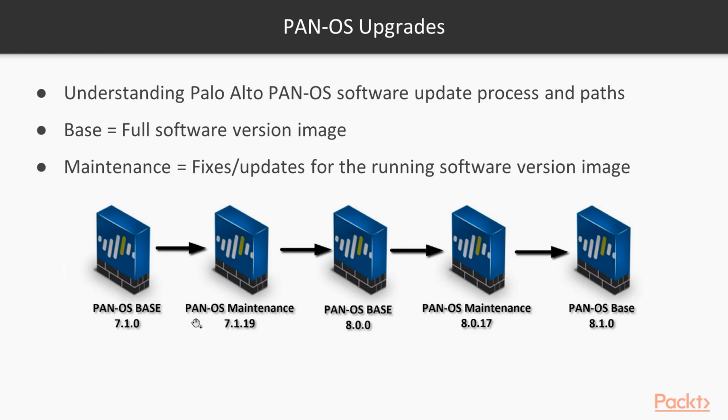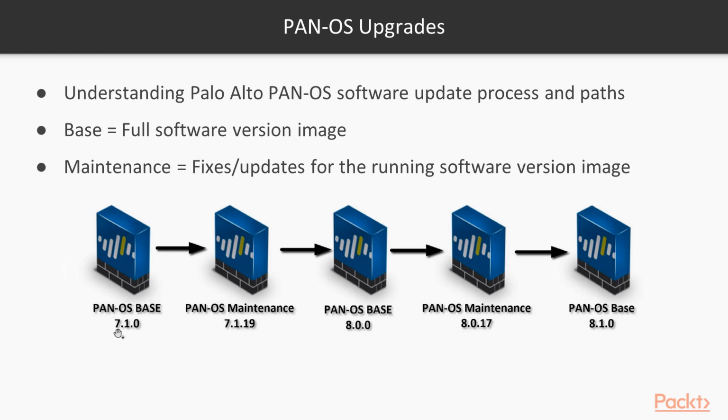It's not mandatory. You can go 7.1.0, 8.0.0, and then 8.1.0. But in my case, I would like to at least patch something in between and then go to 8.0.17, which is one maintenance upgrade image in the base image, and then from there go all the way to my target image. So in this case, I want to go to 8.1. Okay, so you need to understand that path.